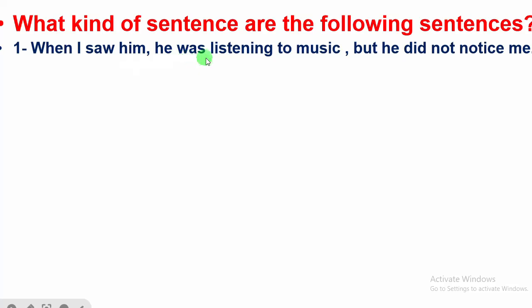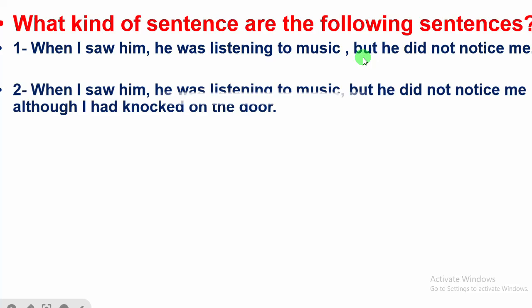When I saw him, he was listening to music, but he did not notice me. If you consider this sentence, you would find that I have a dependent clause, when I saw him, and an independent clause, he was listening to music. Then a coordinating conjunction, but, and after the coordinating conjunction, I have another independent clause, which is he did not notice me. So this sentence contains a subordinating conjunction, which is when, and a coordinating conjunction, which is but. So what kind of sentence is that?